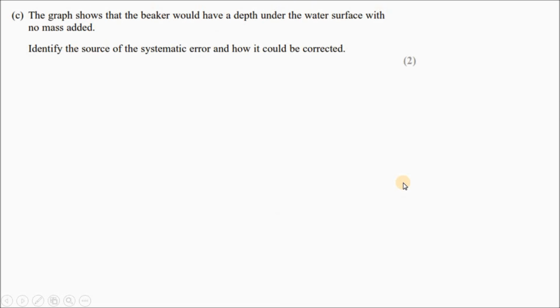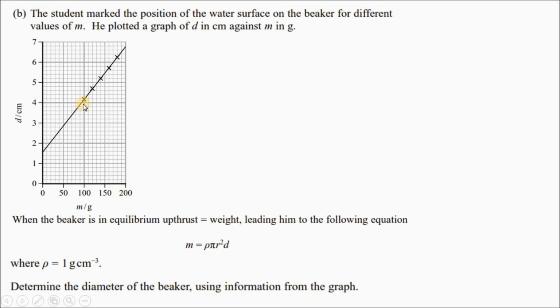Part C, the graph shows that the beaker would have a depth under the water surface with no mass added. Identify the source of systematic error and how it could be corrected. Clearly, if you see the graph on a previous slide here, so mass is 0, so you still have a depth. That means the students did not account the mass of the empty beaker.